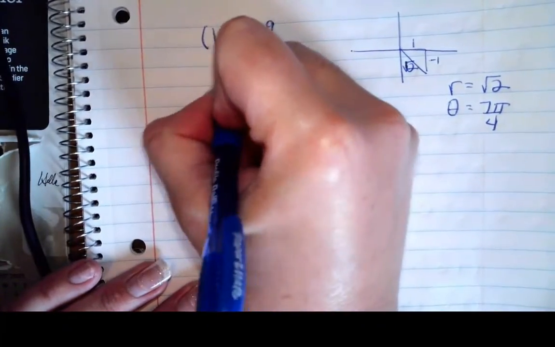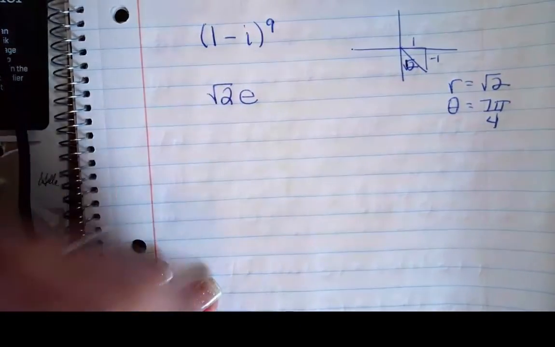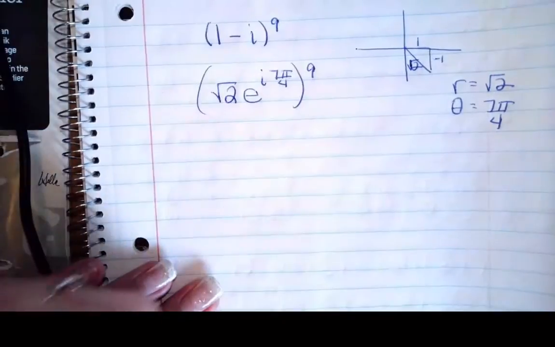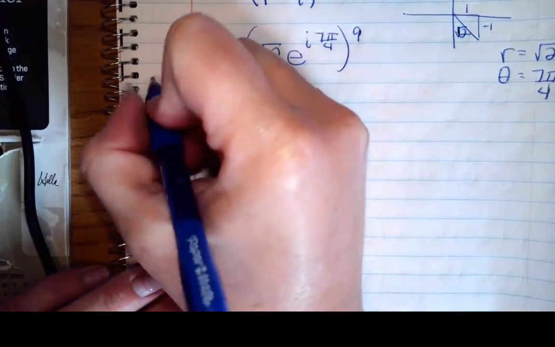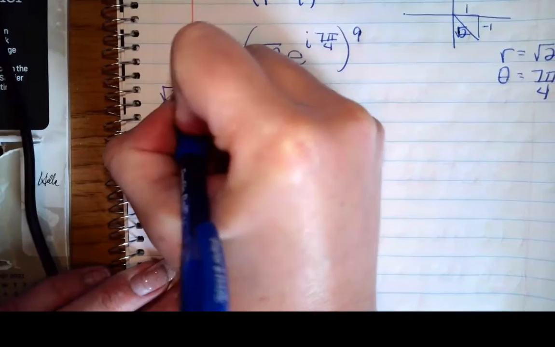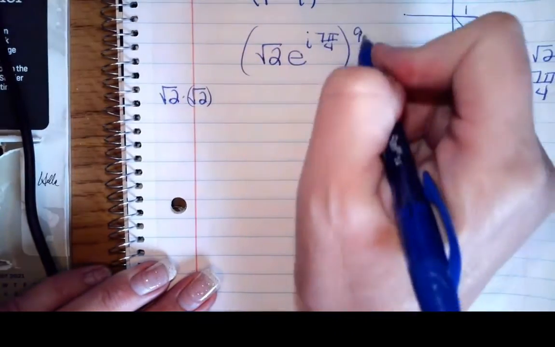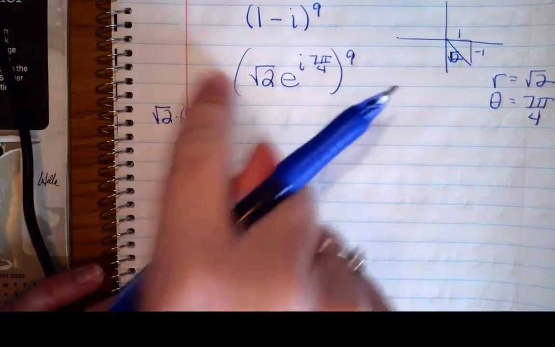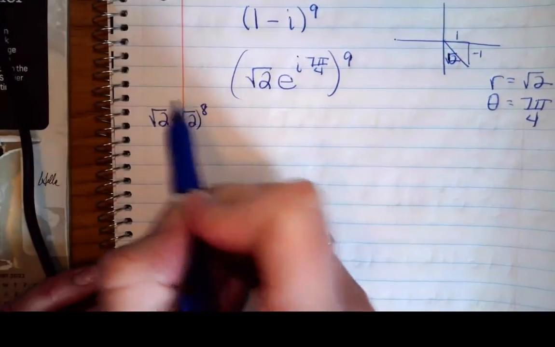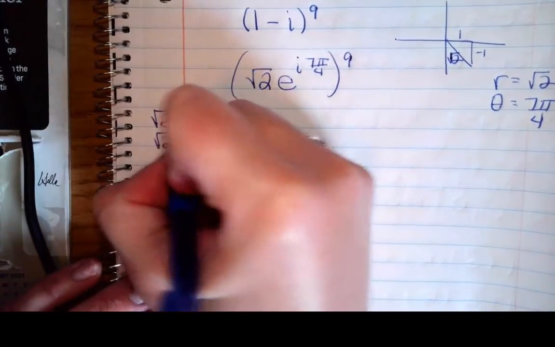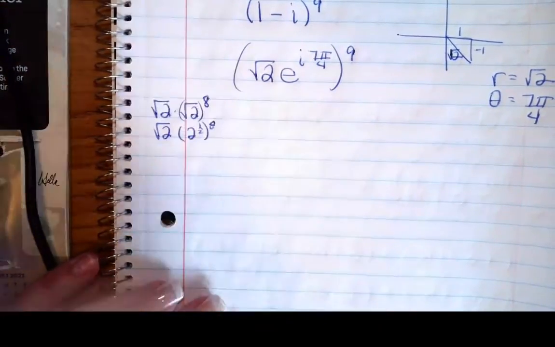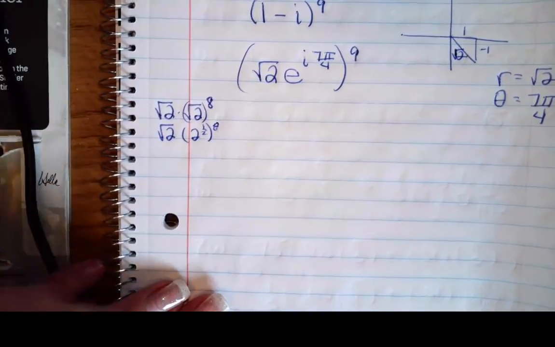So my radius is going to be root 2, e to the i 7 pi over 4, and now raise that to the 9th. So remember that root 2 to the 9th can be written as root 2 times root 2 to the 8th, because with the same base you add your exponents. So I've got a root 2, and then this is 2 to the 1/2 to the 8th power. So that becomes 2 to the 4th, and 2 to the 4th is going to be 16 root 2.